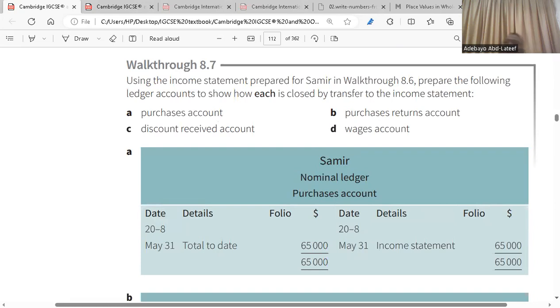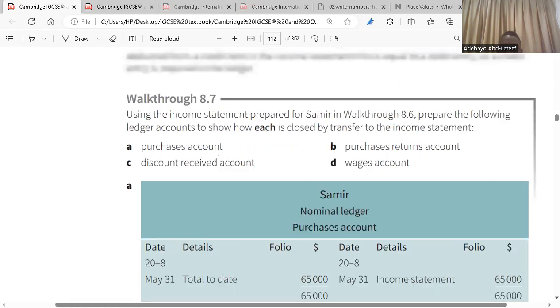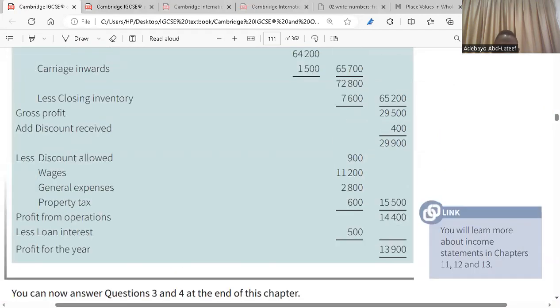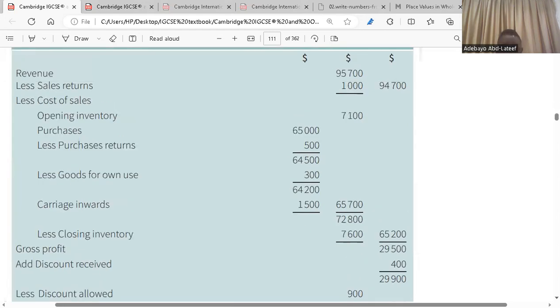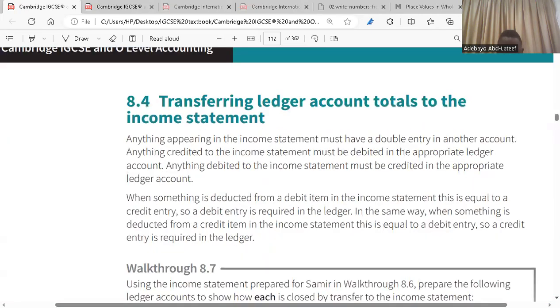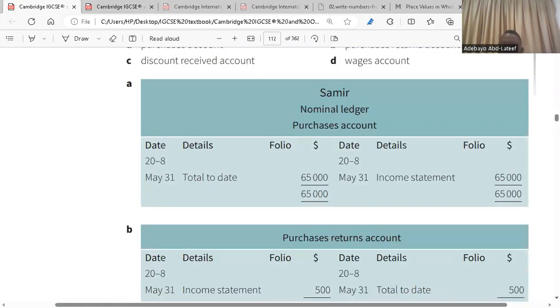So for our nominal ledger, we have the purchases account, which is the total of all purchases. We have our purchases, yes, which is 65,000. You see that? Yes. Then we have our total sales. The value of your purchases returns, you write it if there is any. Yes. You are transferring now. When you are transferring, what you have is the nominal ledger. So in the nominal ledger, it's total to date. That's the value at the end of the month, at the end of the year. That's the total to date, up till when you prepare this account. So you close the account.